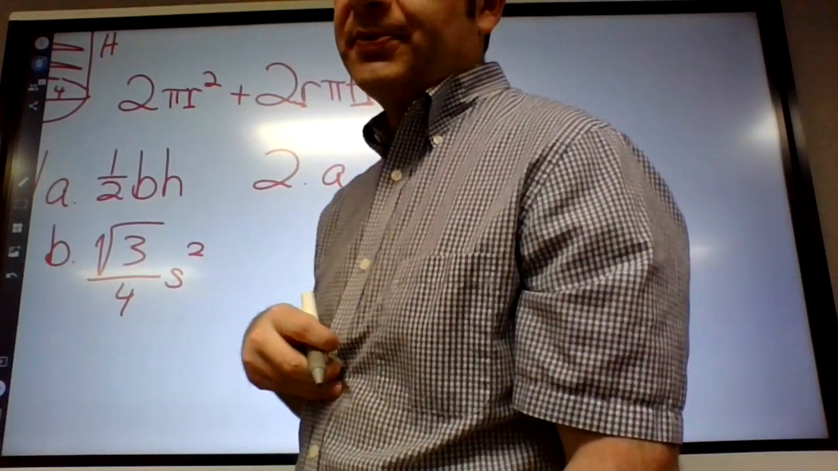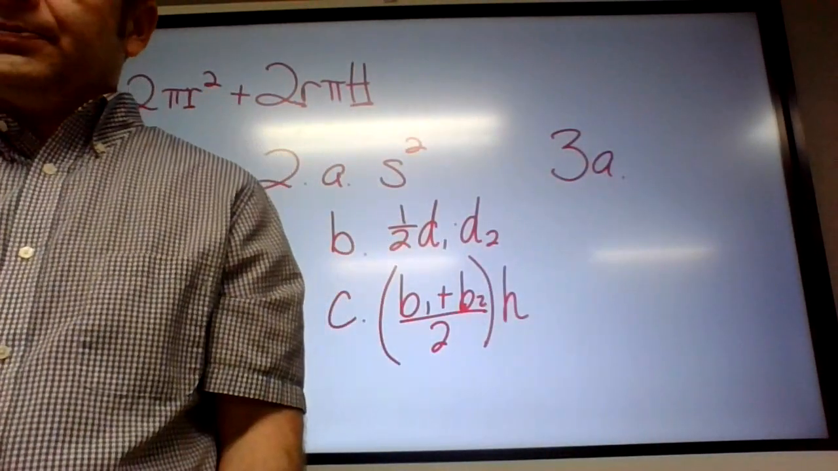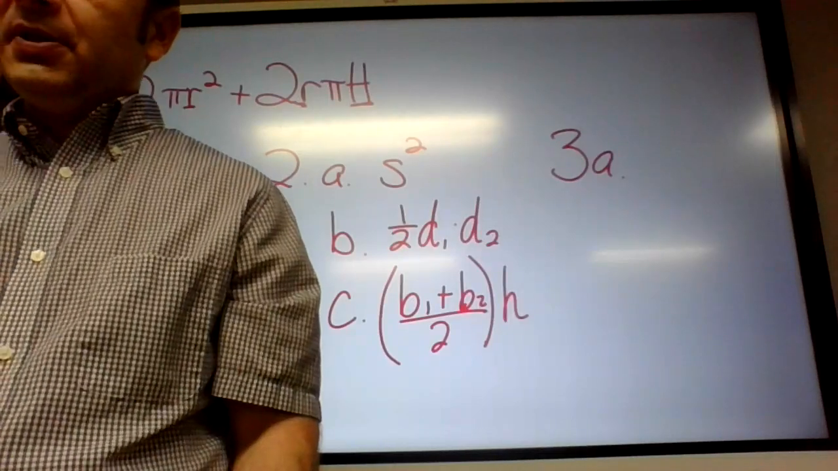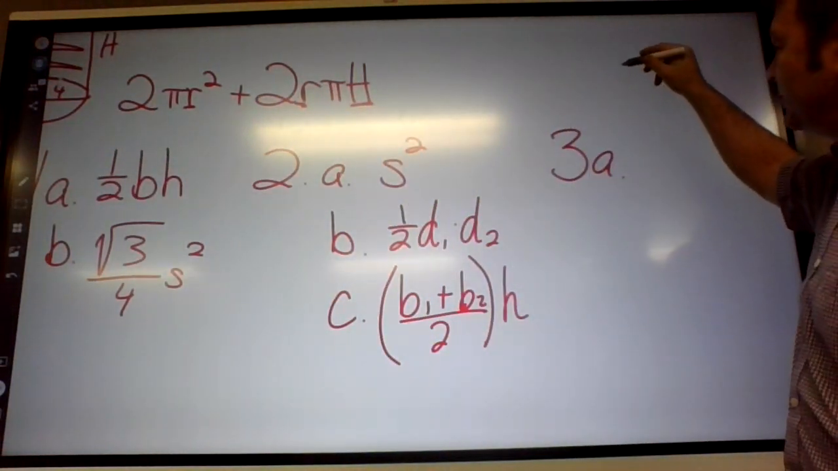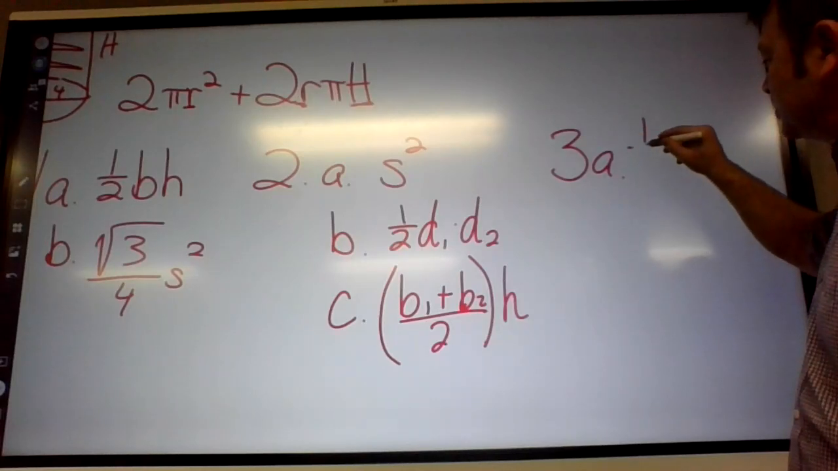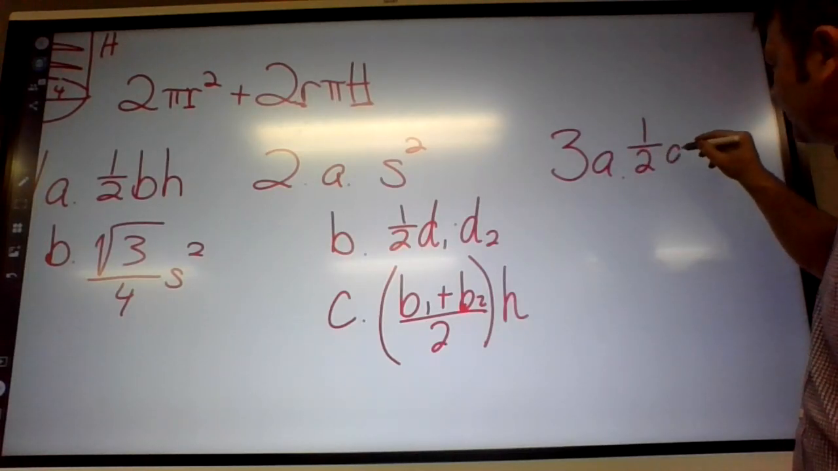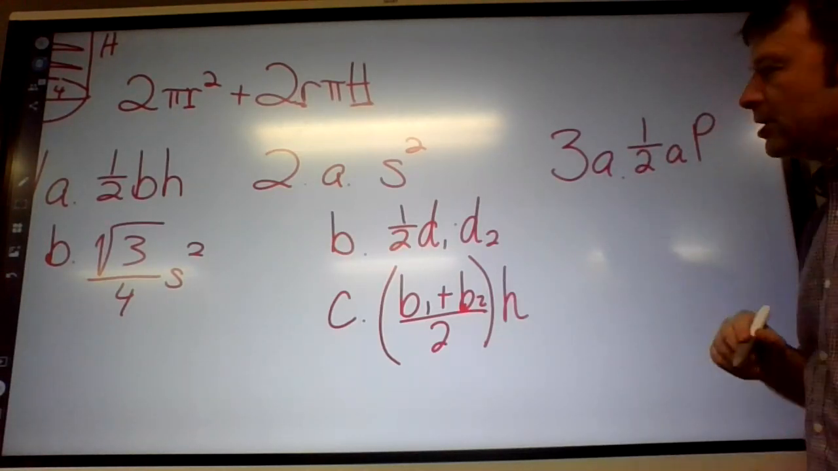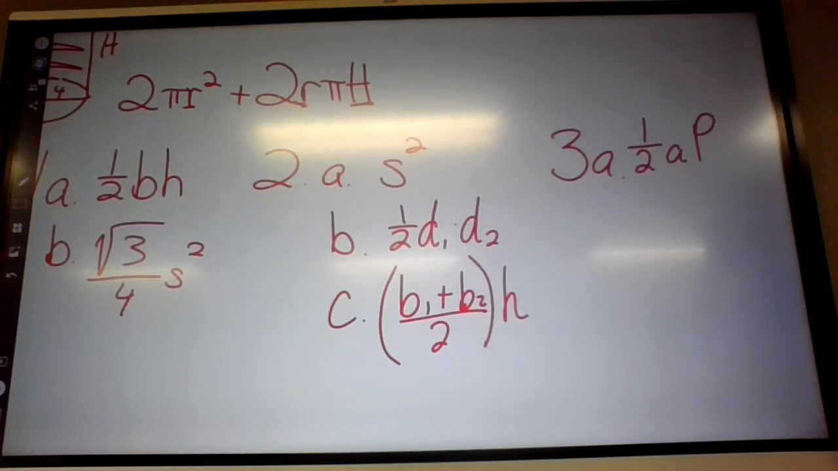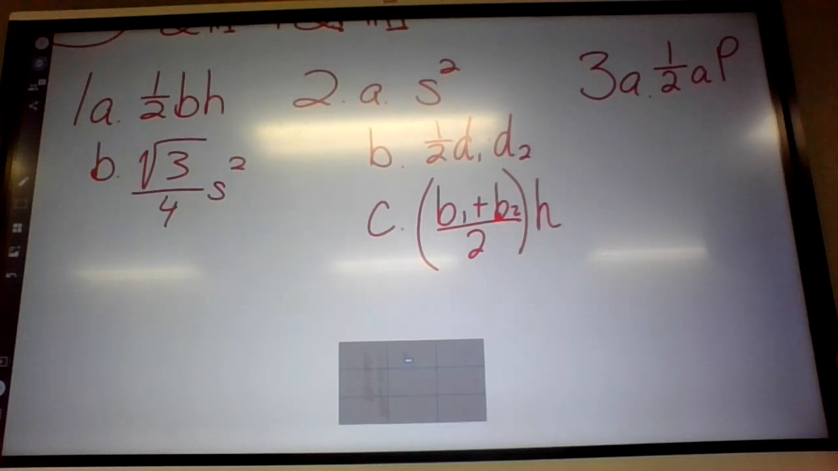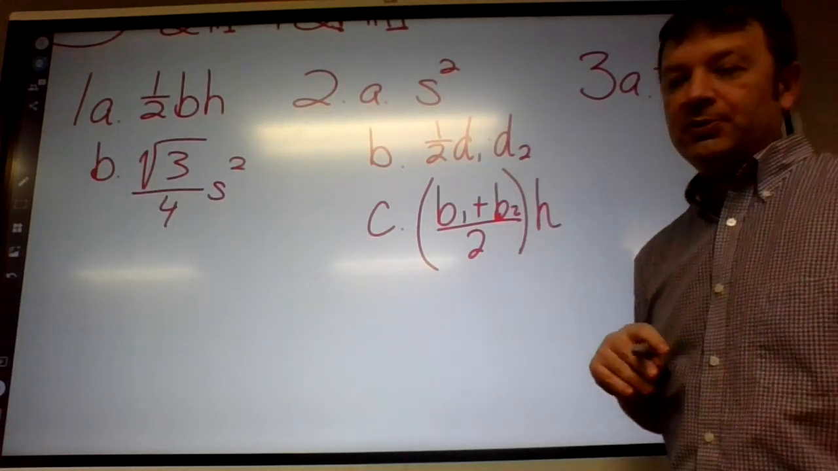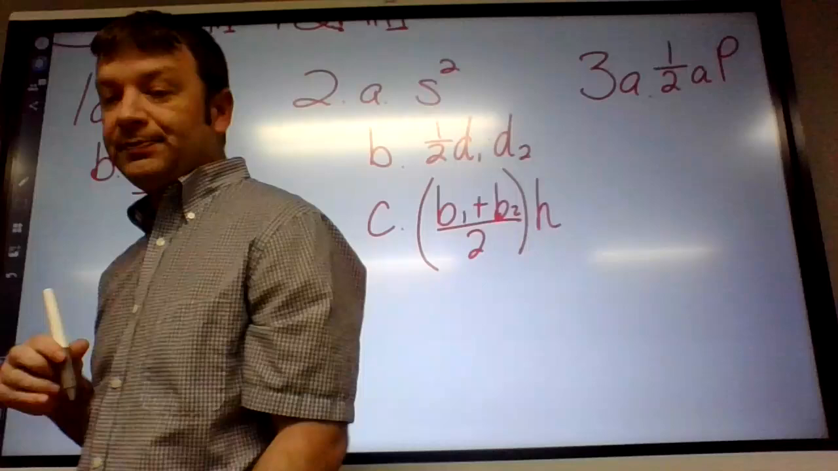Pentagon, a regular pentagon. You guys don't have to worry about 3 basically, but we do need to kind of remember the formula for regular polygons. 1/2 apothem times perimeter. You might have forgotten what an apothem was, you will be reminded. But for 3, don't worry about A and B, we'll just put 1/2 apothem times perimeter.